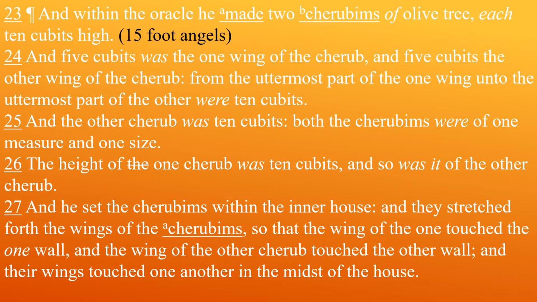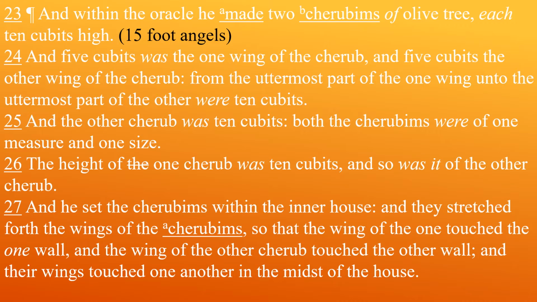5 cubits was the one wing of the cherub, and 5 cubits the other wing of the cherub. From the uttermost part of the one wing unto the uttermost part of the other were 10 cubits. And the other cherub was 10 cubits. Both the cherubims were of one measure and one size. The height of one cherub was 10 cubits, and so it was on the other cherub.